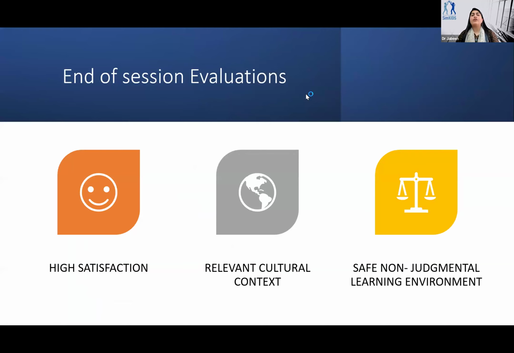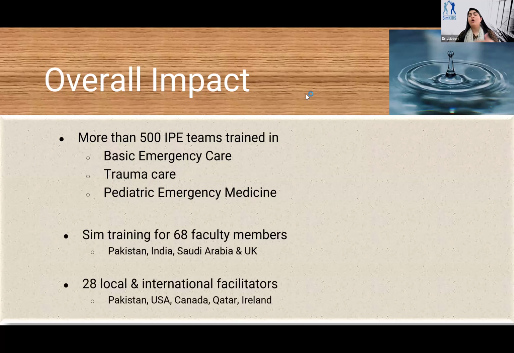And we got a lot of good impact from the end of session evaluation: high satisfaction, a safe, non-judgmental environment, and the overall impact which continues to grow. And these numbers are a little bit old now, but almost 500 interprofessional teams were trained in basic emergency care, trauma care, and PEM, with the involvement of many national, local, and international faculties, and it continued to grow. And I would like to acknowledge, I only supported, this is the huge work of the Indus team in Pakistan, especially Adil Khatri, and I would like to mention his name.